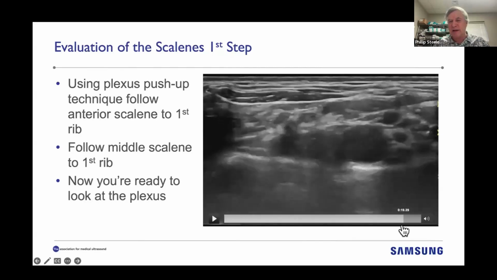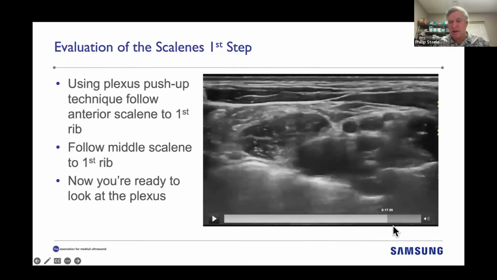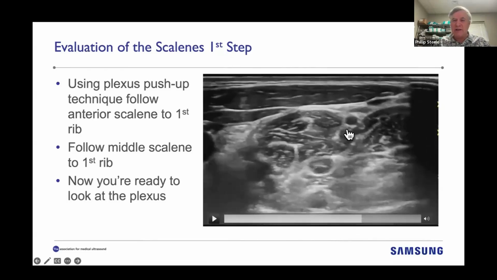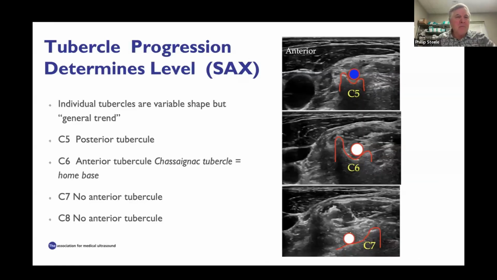So you should always begin your brachial plexus scan by understanding the scalenes and trying to follow them back and forth, up and down, because it's this alignment through this area. This is 5, this is 6, this is 7, this is 8, that helps you to understand the variations that are common in the plexus, because it's the path through these scalenes that creates the variations in the brachial plexus.